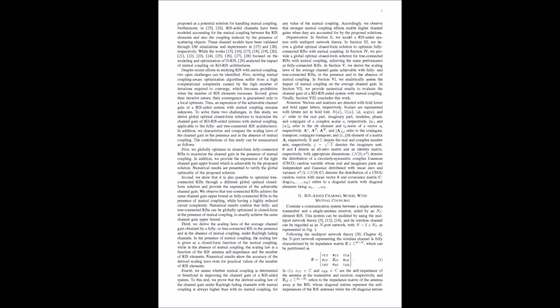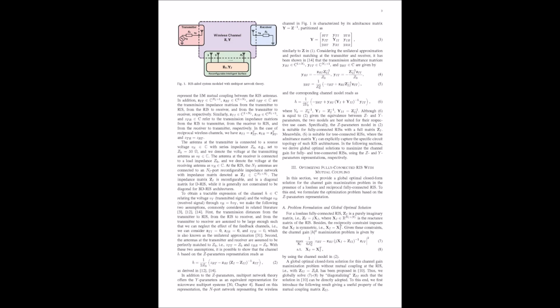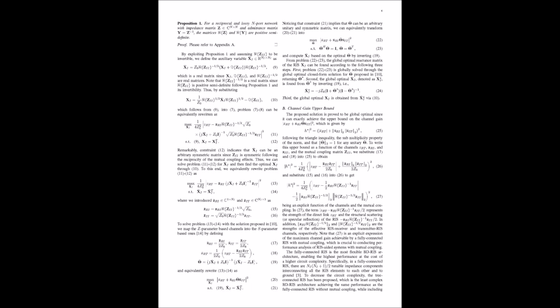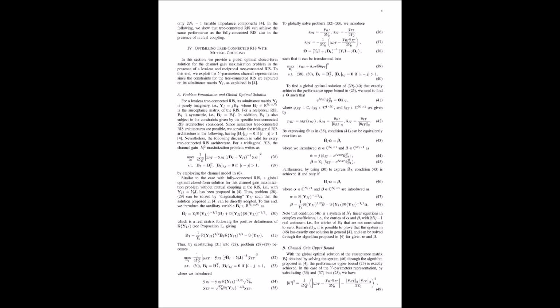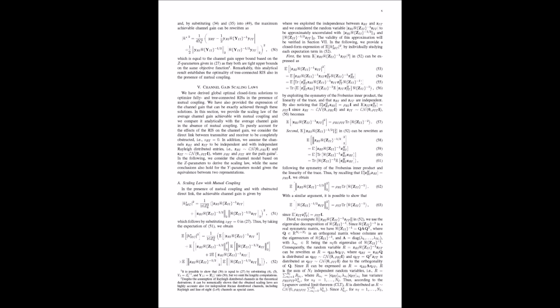Right. So equation 51 expresses the achievable channel gain with mutual coupling, taking into account that blocked direct link. But to understand how it behaves on average, we need to take the expectation of that, which gives us equation 52. Oh boy, that equation looks intimidating. It's a bit of a mouthful, I know. Yeah. But we can break it down, right? Okay. The key is to look at each expectation term separately. Right. Divide and conquer. Exactly.